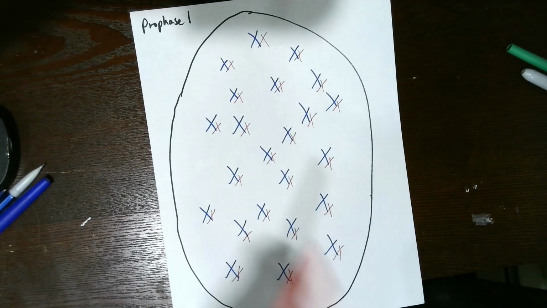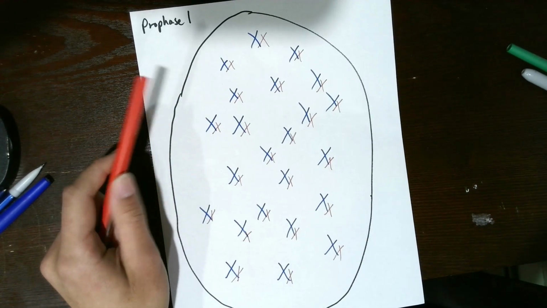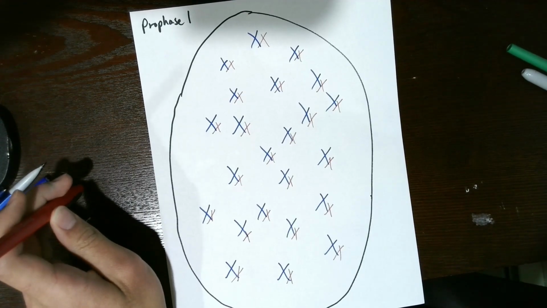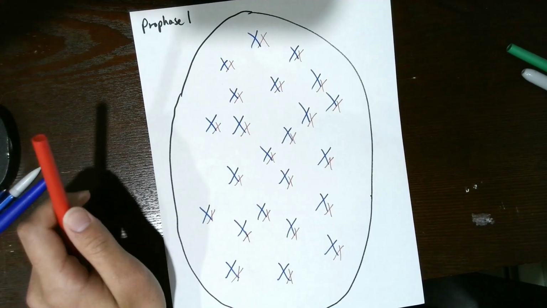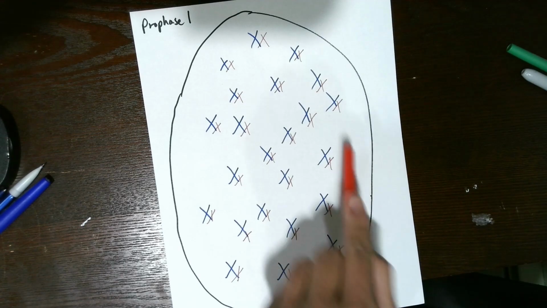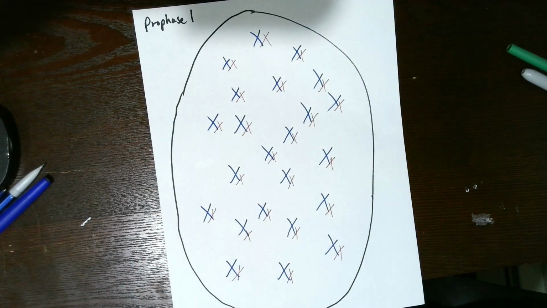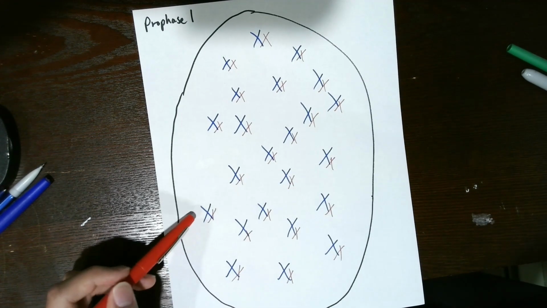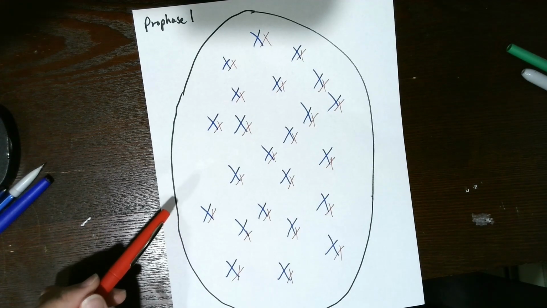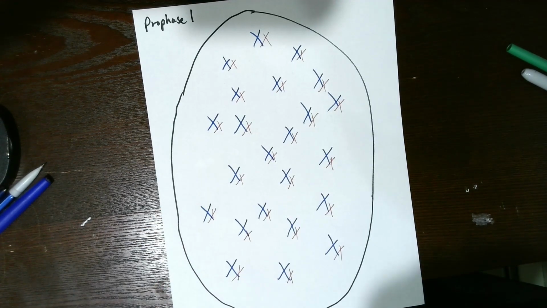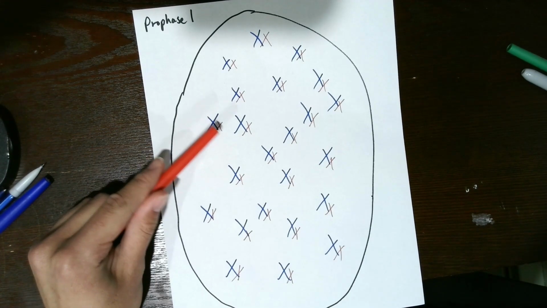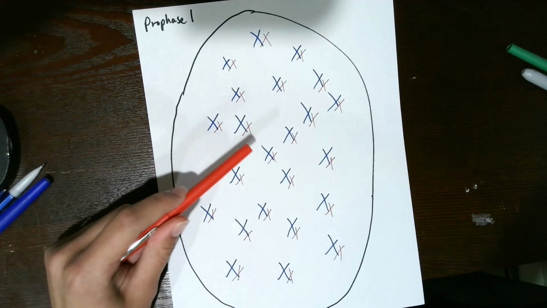All right, so here we are at prophase 1. During prophase 1, you still have 46 chromosomes, because if you count the number of centromeres, we still have 46. But what happens is the blue chromosomes pair up with their corresponding red chromosomes. So if we look here, you see a blue chromosome and a red chromosome, a blue chromosome and a red chromosome.